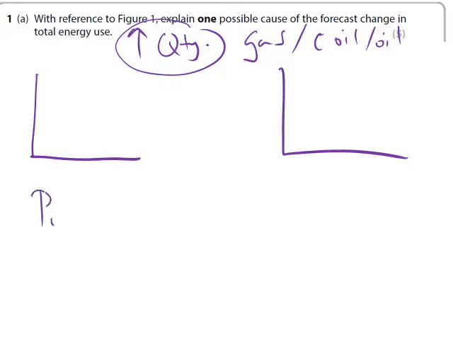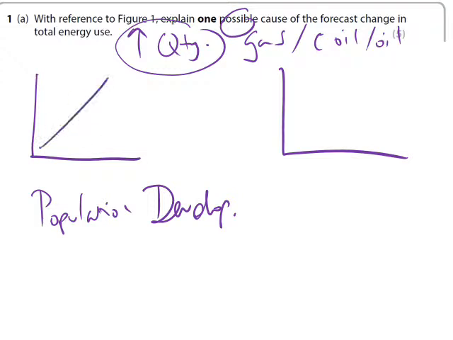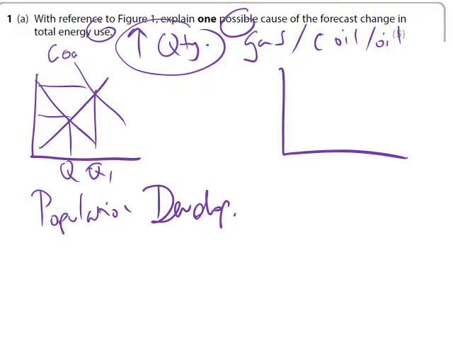If you went for population growth, because it says possible, especially in developing countries, then you'd have an increase in demand, and then you would refer to the quantity being the thing that's increasing. So the forecast change in total energy use, the word use is referring to this quantity on the bottom. So you'd want to give it the market for coal, market price, and the quantity going up.